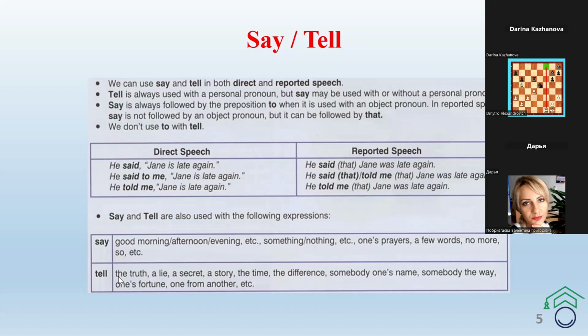The expressions with tell are the following: tell the truth, tell a lie. Mind the articles: tell the truth, but tell a lie. Tell a secret, tell a story, tell the time. Can you tell me the time? Tell the difference, tell somebody one's name, tell somebody the way, tell one's fortune, tell one from another. By the way, can you help me to translate the last phrase? Tell one from another. What does it mean to tell one from another? Who remembers?